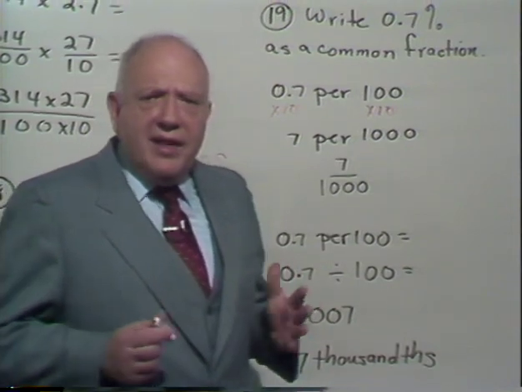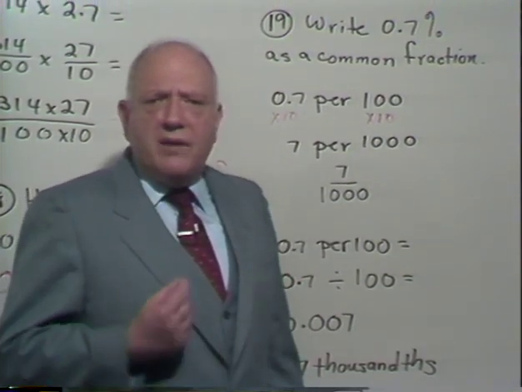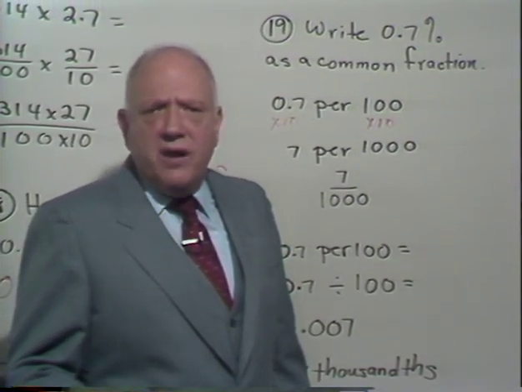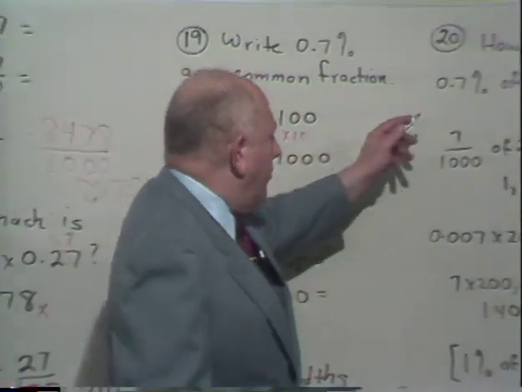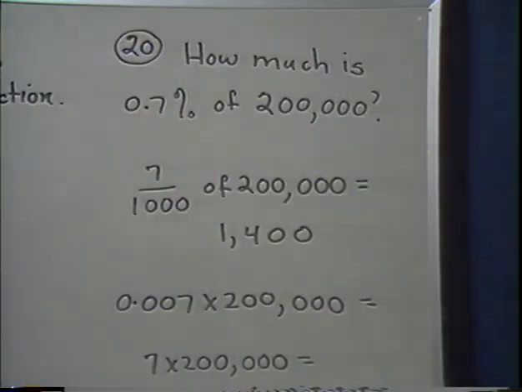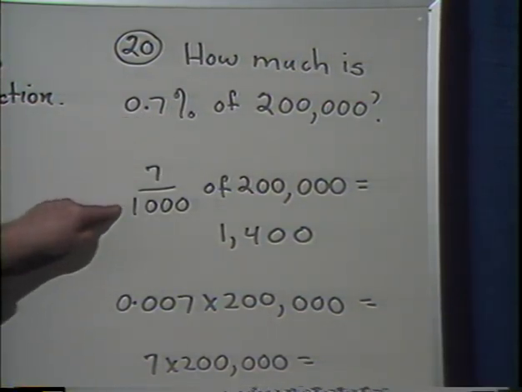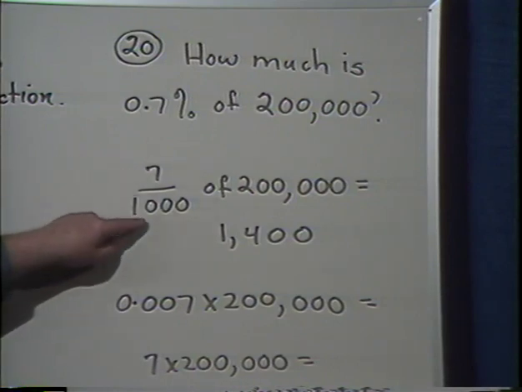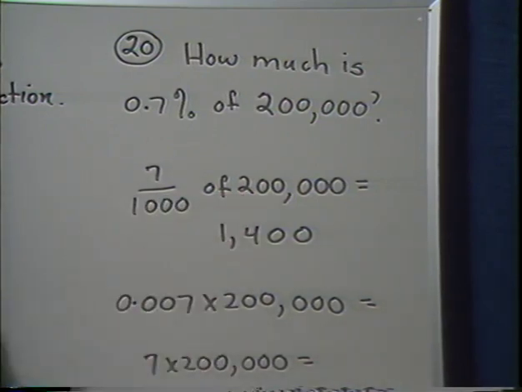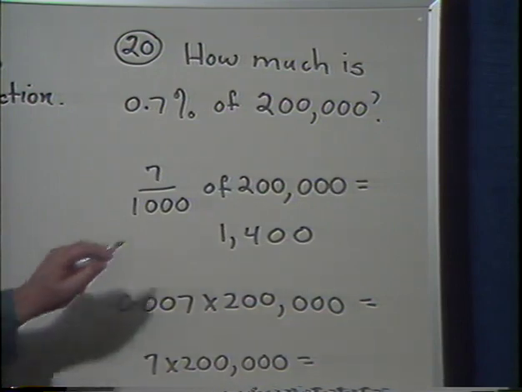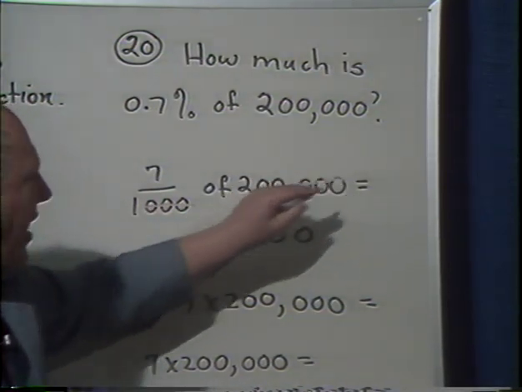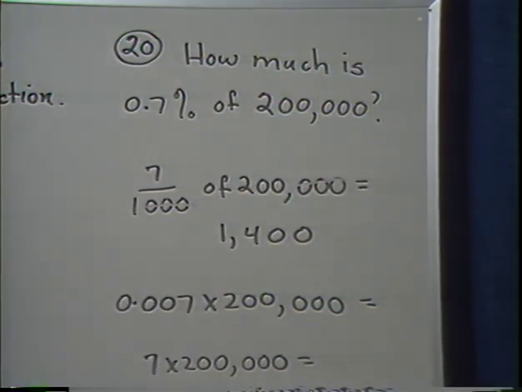And once I've done this, I can find a small percent of any number the same way as we did in the previous modules. Suppose, for example, the problem said, how much is 0.7% of 200,000? Well, 0.7% as a common fraction is still 7 parts per 1,000. If I take 7 parts per 1,000 and multiply that by 200,000, do you see the 3 zeros are going to cancel here? And 7 times 200 is 1,400.